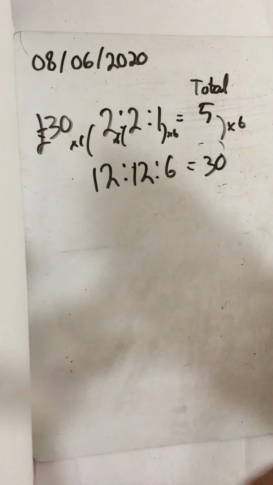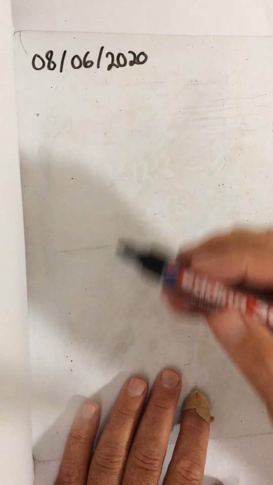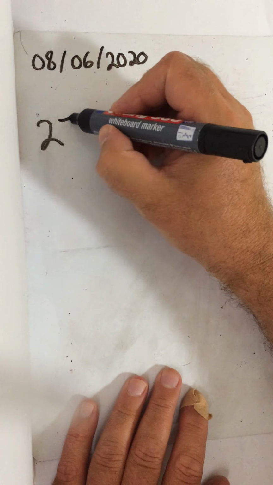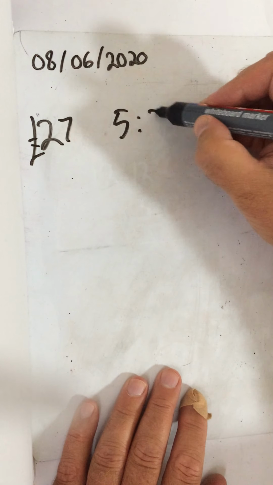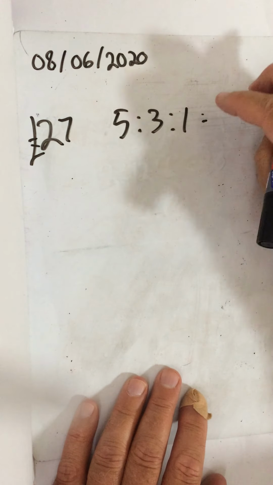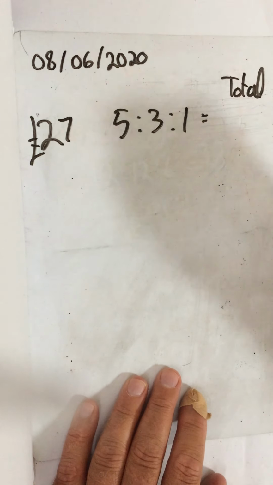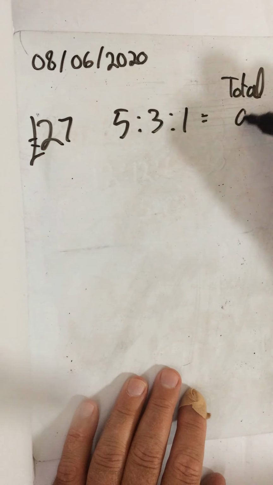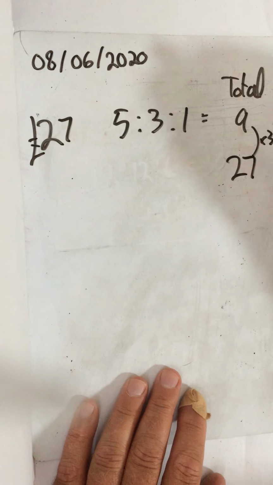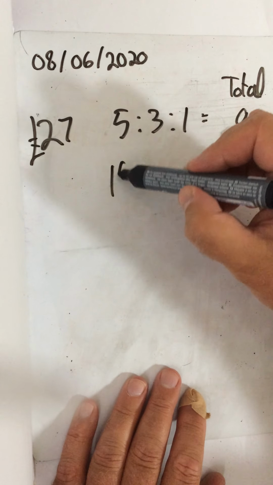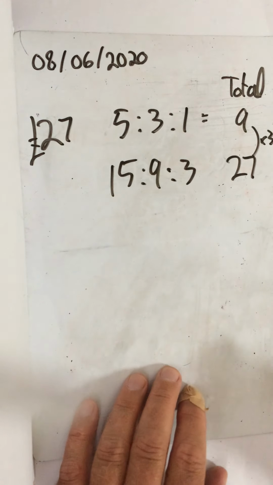Okay, so it's just three numbers. We'll just do a couple more. So I want to share £27 into 5, 3, and 1. And again, I'm going to add up the total there, and that comes to 9. And then we times each one by 3. Just to check, it adds up, yes, 27.